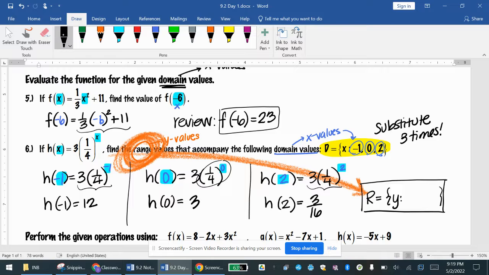Domain and range should always be written from smallest to biggest. Domain y range, los valores siempre deben de estar escritos de menor a mayor. So it actually should be 3/16 because remember, the decimal was like 0.1875. So acuérdense que este era el más chiquito porque era un decimal chiquito, and then 3, and then 12. So that's the only thing that's really new this time.